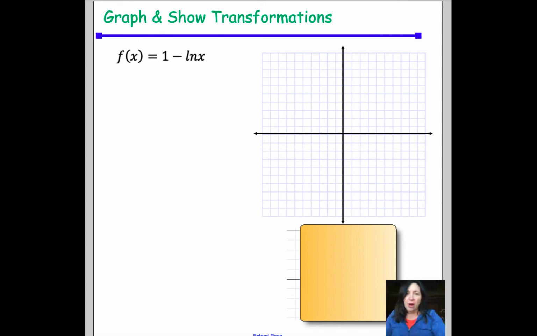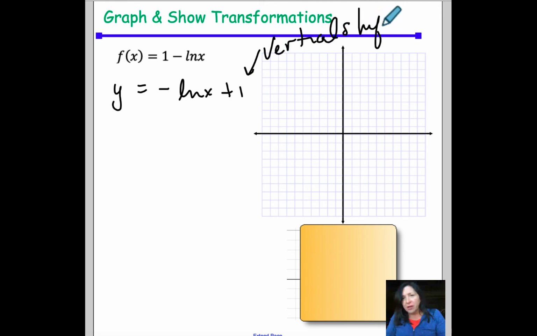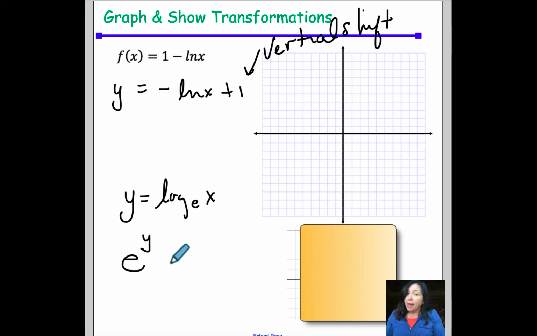For this problem here, I'm going to rewrite this simply because I've got y equals negative ln of x, and then that's a plus 1, so I'm going to go plus 1. I just want to rewrite that because I do like the vertical shifts, which that is right there. I like those last. So this is a vertical shift. And with this, I'm going to take my ln of x, because remember what's ln of x? Ln of x is y equals log base e of x. And remember, that's e to the y power equals x.